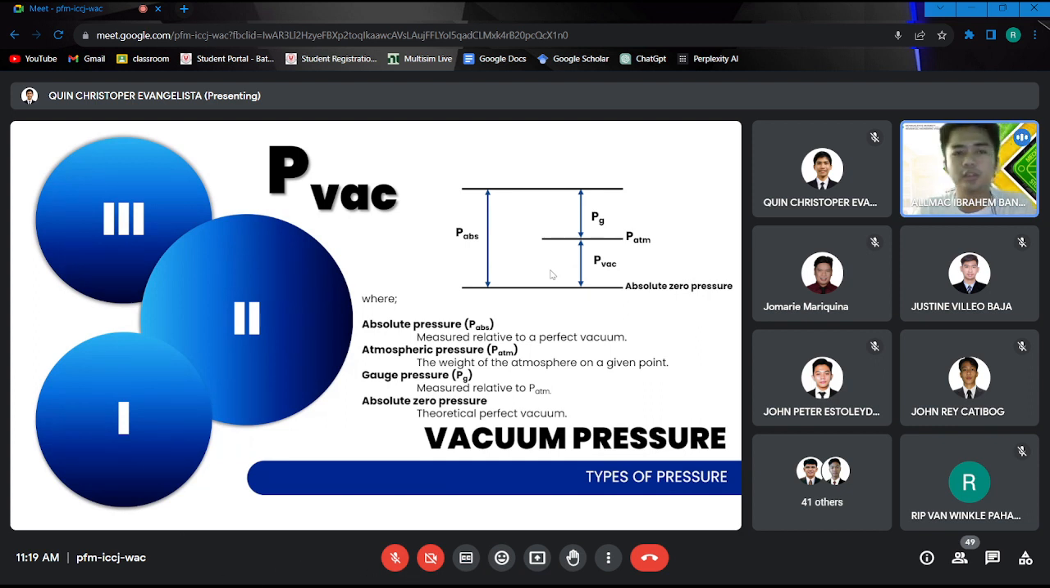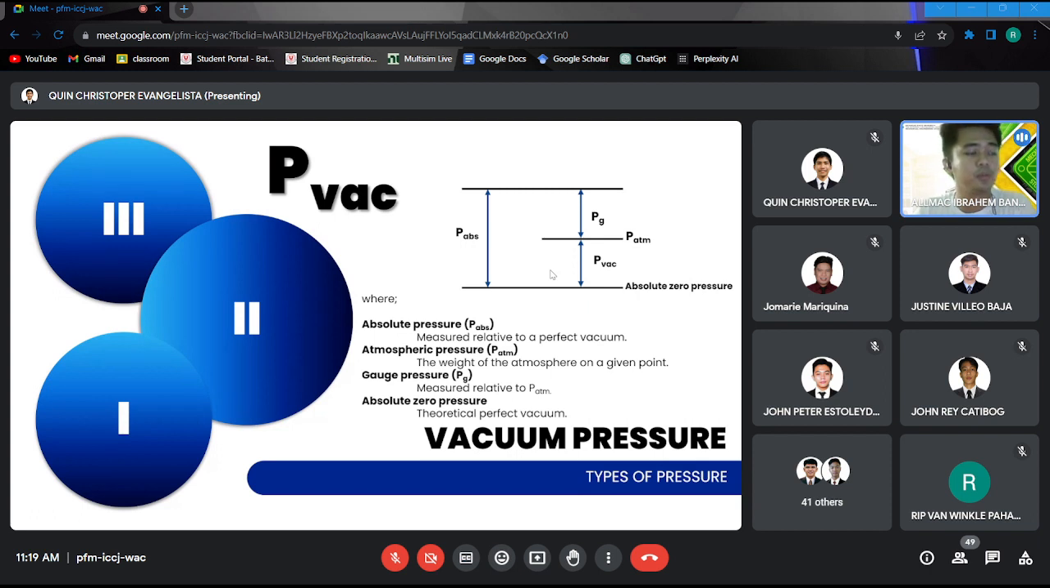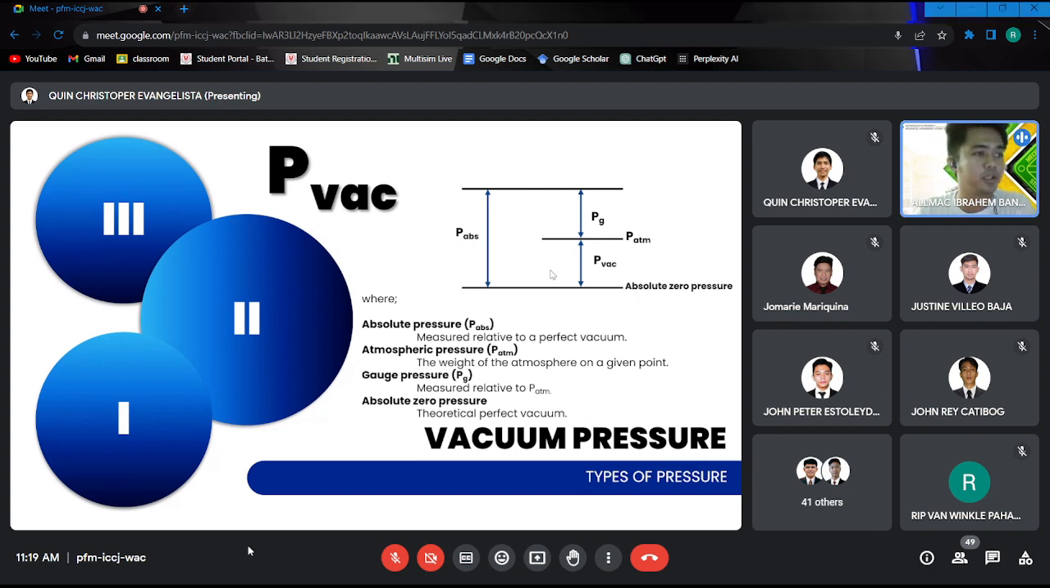Yung naka-note kanina, positive pressure above the atmospheric pressure will be the gauge pressure, and we also stated that the pressure below the atmospheric pressure will be the vacuum pressure. So ito yung nakalagay dito, naka-state naman yung mga unit. Absolute pressure or the P-abs is measured relative to perfect vacuum, atmospheric pressure or PATM is the weight of the atmosphere on a given point, the gauge pressure is measured relative to PATM, and the absolute pressure is relative to a theoretical perfect vacuum. So next po.